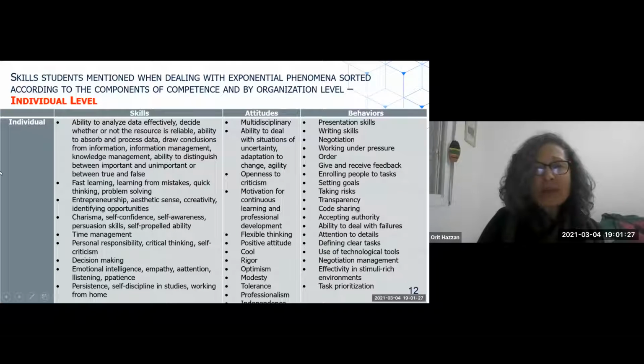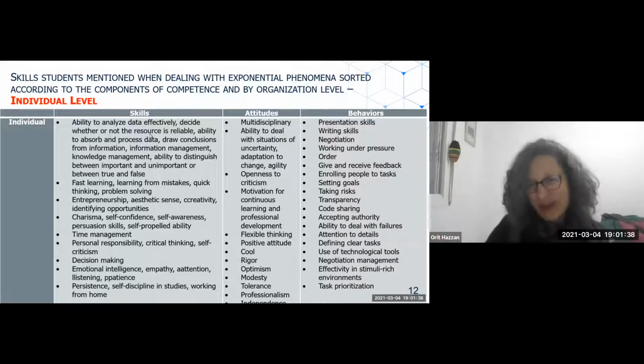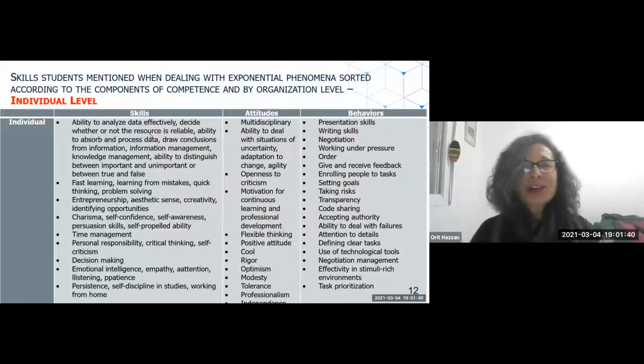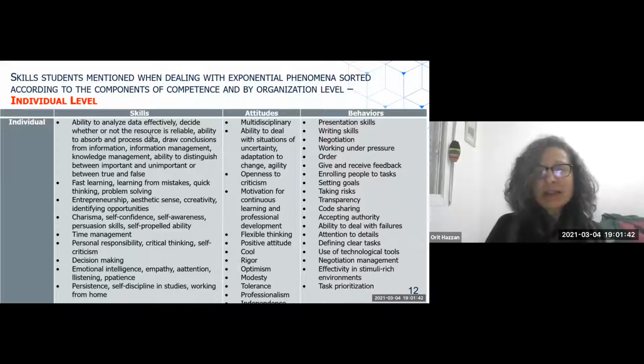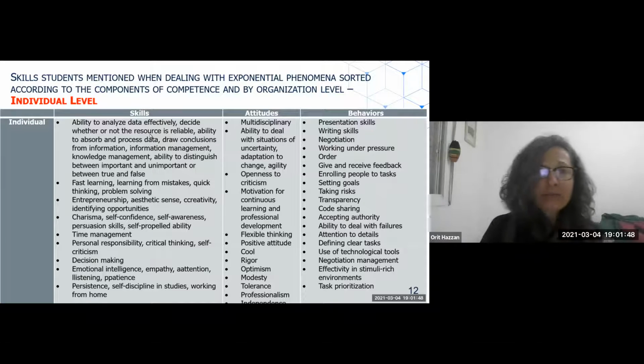So let's see, for example, the individual level. We can see skills, attitudes, and behaviors. So, for example, among the skills that belong to the exponential competence on the individual level, students mentioned charisma, decision-making, persistence, etc.